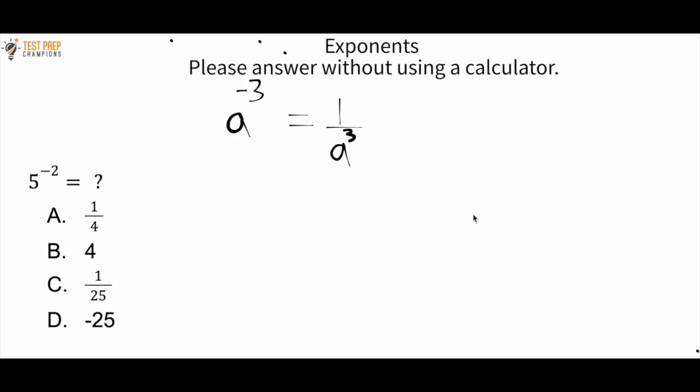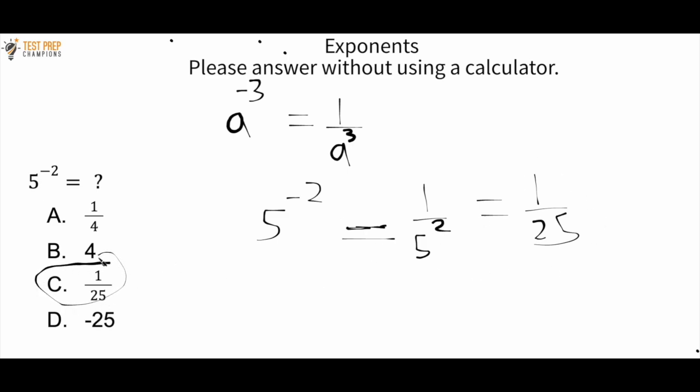So let me give you a chance now if you'd like to pause the video, try to figure this out, take all the time you need. And whenever you're ready, we'll go over the answer. Okay, so if I have 5 raised to the negative 2, I know that I can rewrite this as 1 over 5 raised to the positive 2. So I know that 5 raised to the power of 2 is the same as 25. So I can say that 5 raised to the negative 2 is the same as 1 over 25. So C is the correct answer.